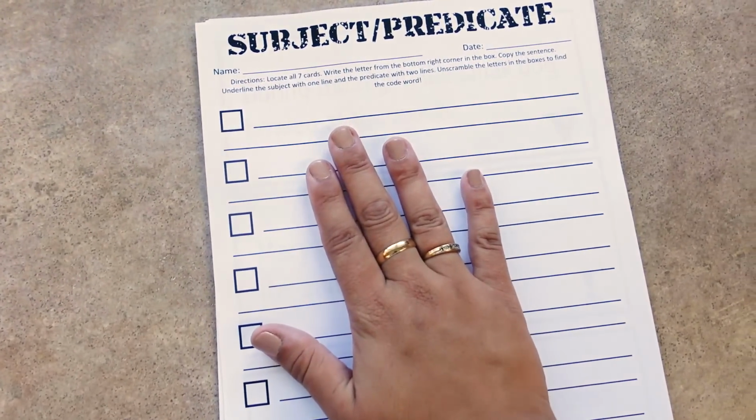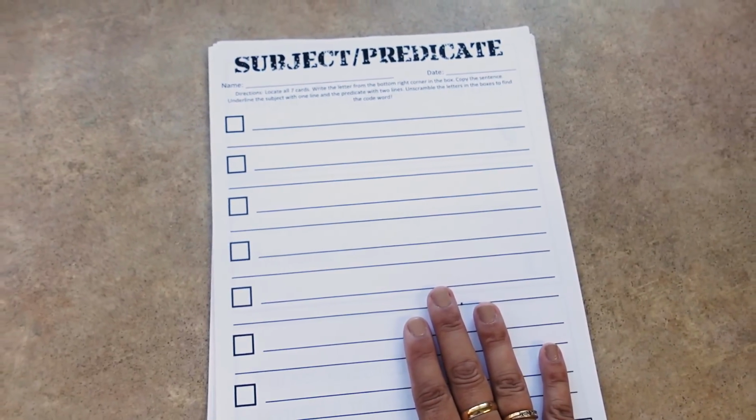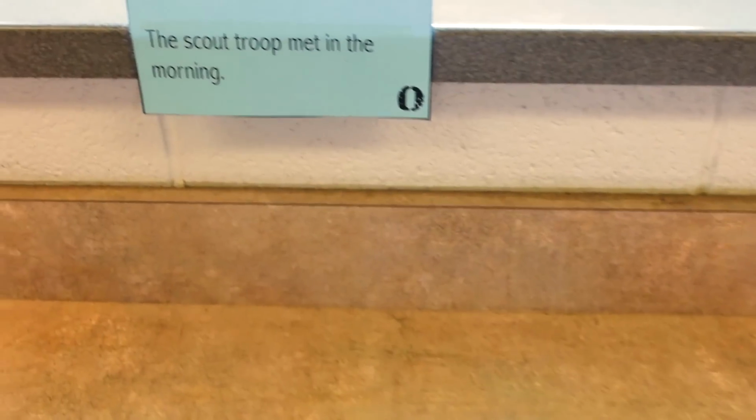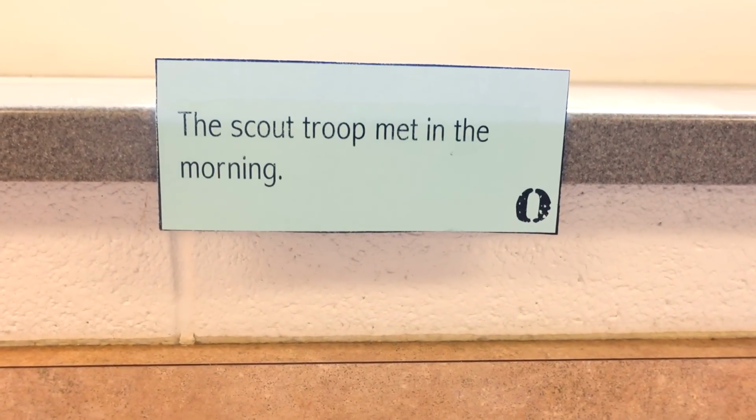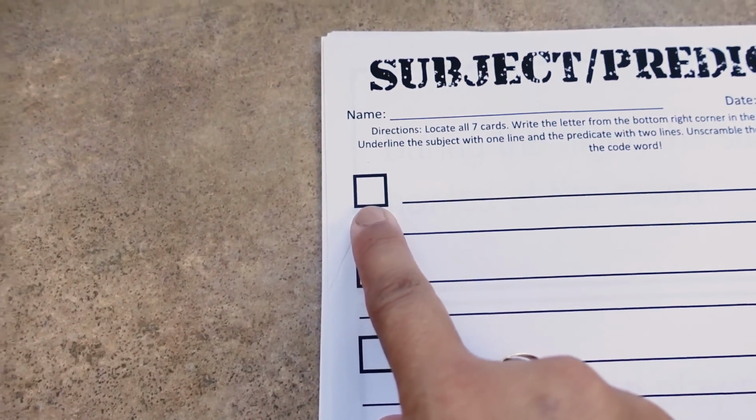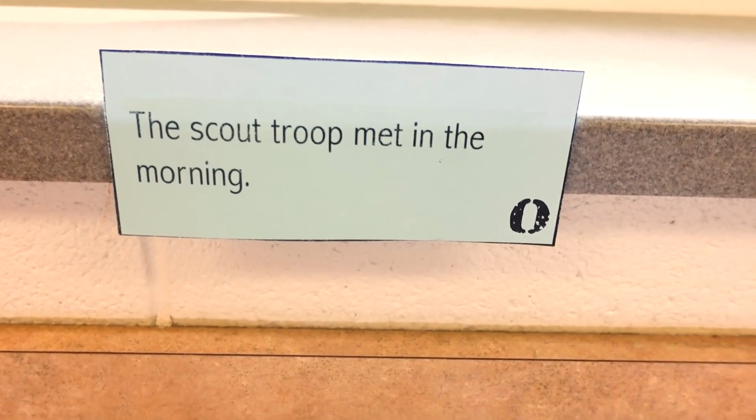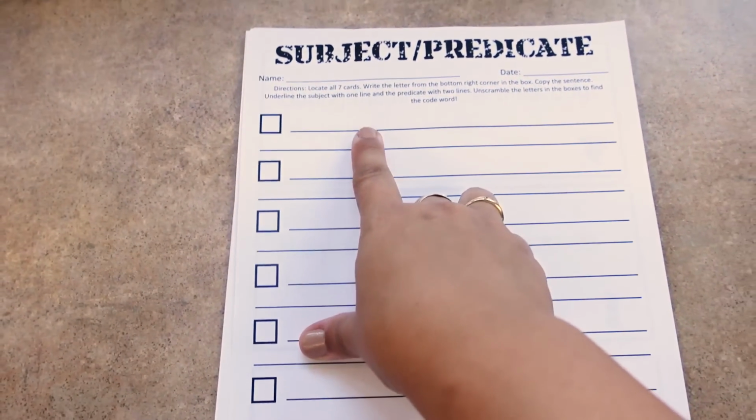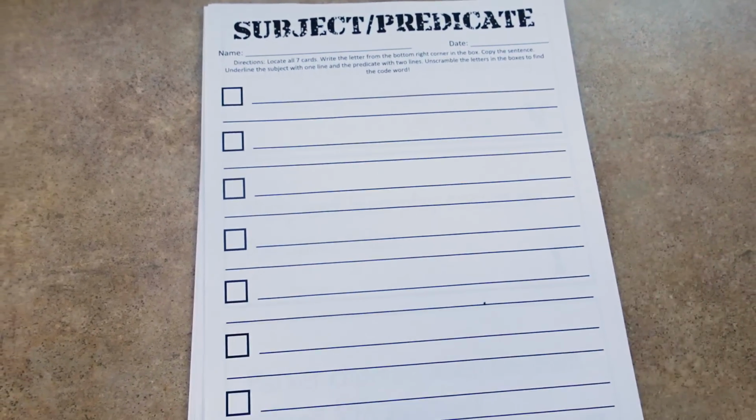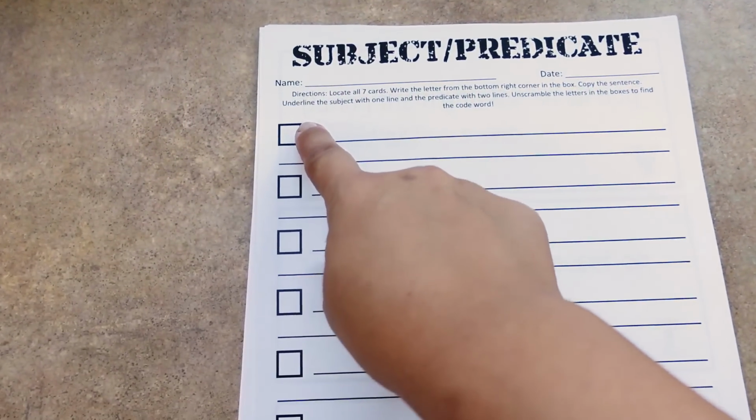Inside of this page, they're going to have a clipboard and their pencil, and they're simply going to be walking around the classroom looking for cards like this. When they find a card like this, they have to take the letter and write it down in that box. They will then copy the sentence down however it's written, and circle or underline the subject and then underline the predicate. So that is what they will do.